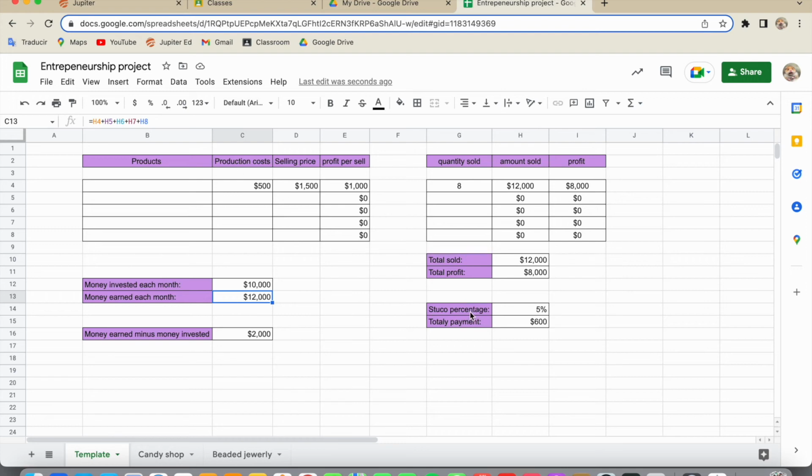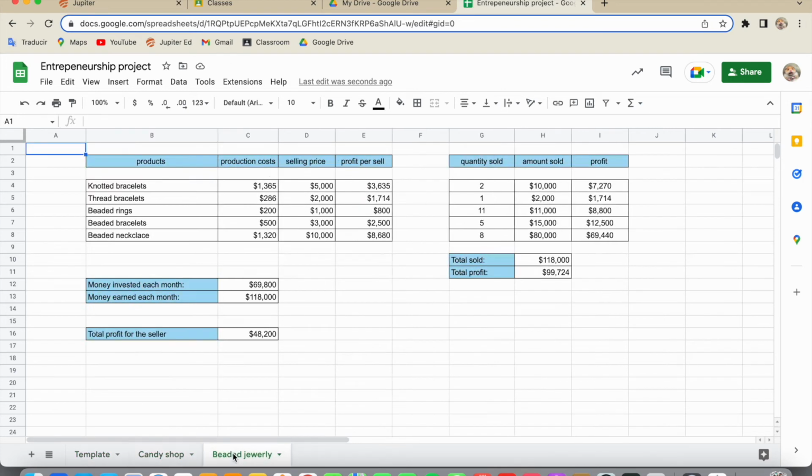And then the last part, for it to be helpful to Stuco, is that you can change this percentage easily. So if you agree with Stuco on 15% of the amount of things you sell, that would immediately change to a payment you need to give to Stuco each month. Now let's see two examples. These are the most realistic ones I could use.